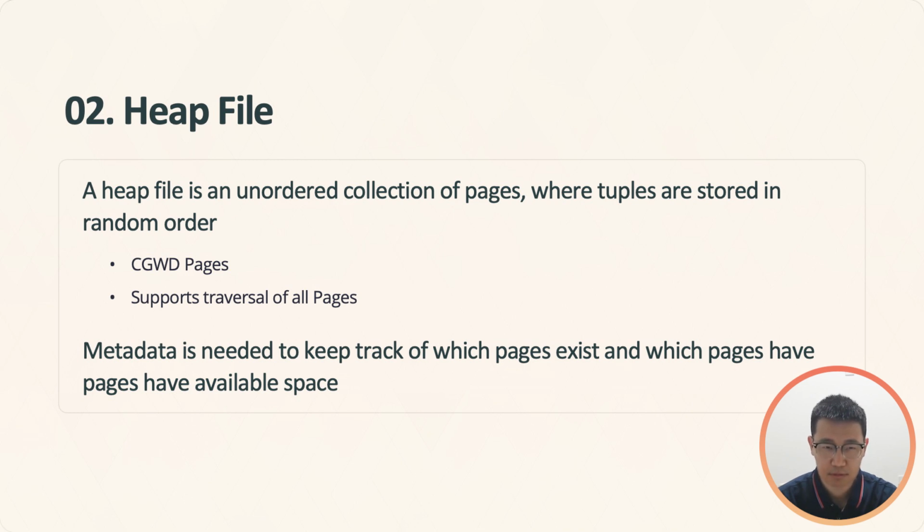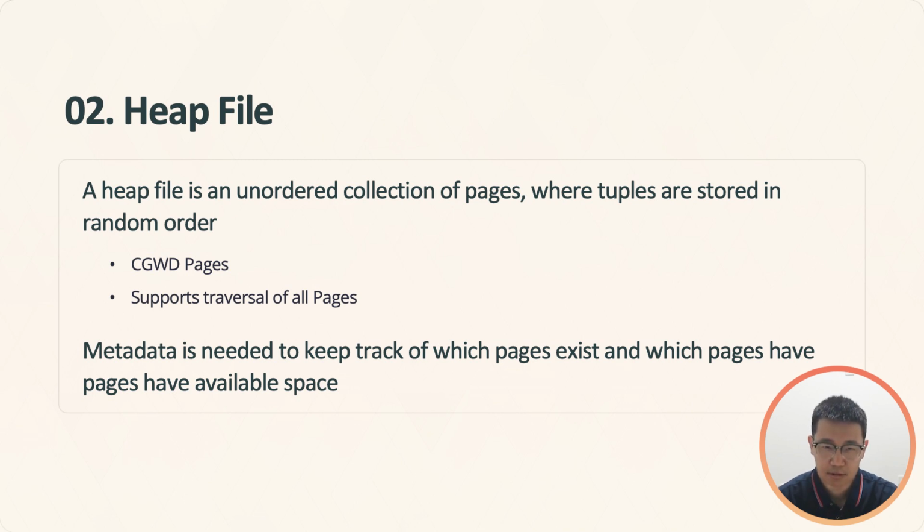A heap file is primarily an organized collection of pages, and we can imagine this page as an ordered collection. Then the tuples are stored in a random order in this page. We want to support 2 operations. The first is that we can do CGWD in the heap file system, that is, create, get, write, delete. Create and read or write or delete the corresponding page.